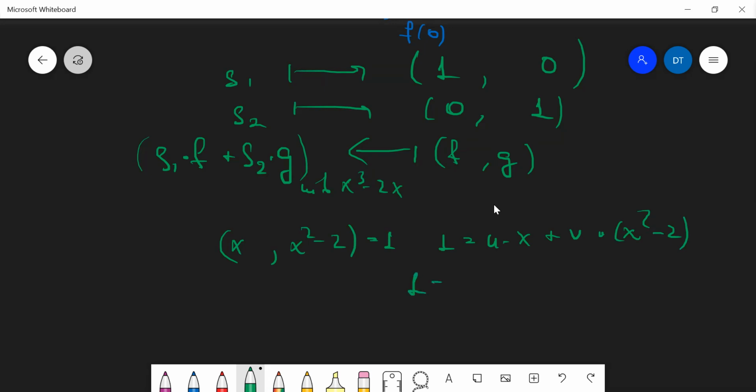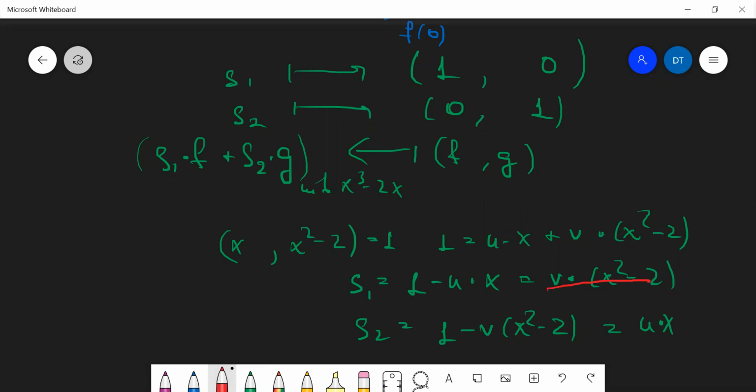Then, if you consider 1 minus u times x, this will be exactly the same thing as this product. And as you can see, this thing gives you 1 modulo x and gives you 0 modulo x squared minus 2. So this is your S1. And for S2, you do the same, but with the second summand. And this is your S2. So you may take this as S1 and this as S2. This is how to find them.